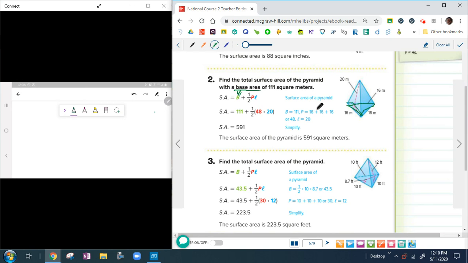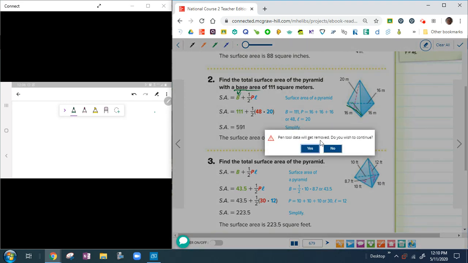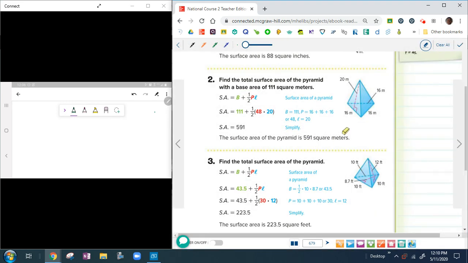Okay, so I can erase this. Let me clear all this. Let's see if the eraser is actually working now. No, it's not. Okay, so I'm going to clear it all out. Anyway, so we already got big B. That's going to be 111. All right, we can just replace it because it tells you that right there.